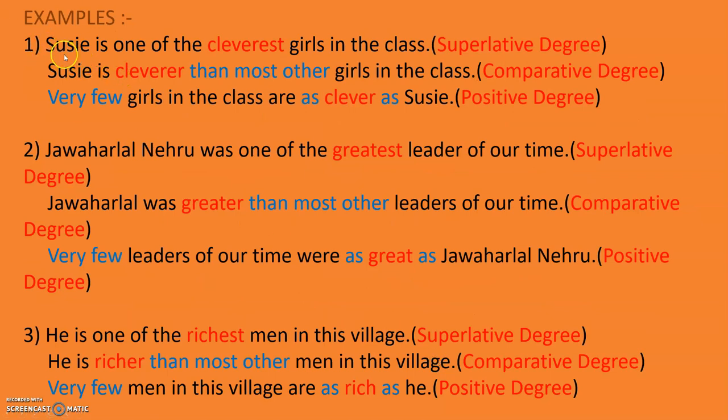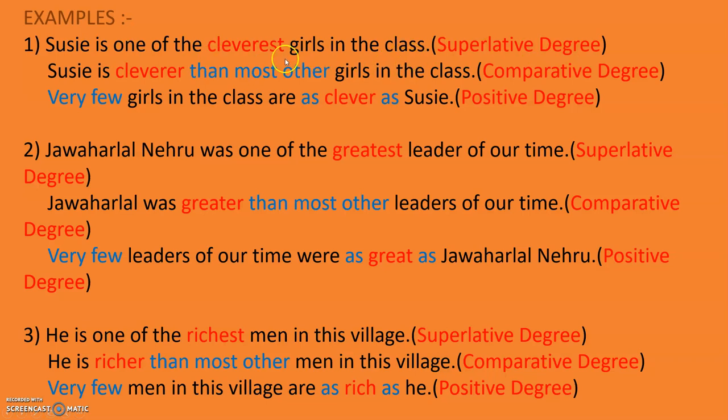Now look here. If I say Susie is one of the cleverest girls in the class. Now I have not said it like in the earlier example, children, where we had said what? It would say Susie is the cleverest girl in the class. But here when I say Susie is one of the cleverest, it means there is one girl in the whole class, but there are also other children besides her. So she is one of the cleverest girls. Okay, she is not the only cleverest girl. Remember this.